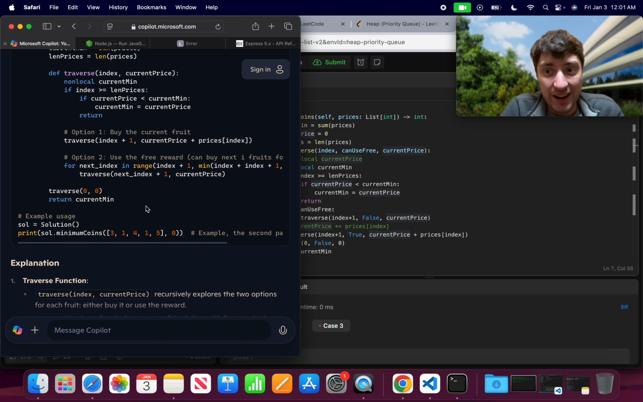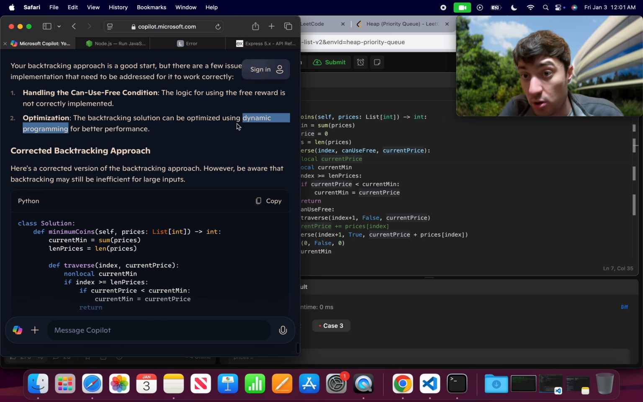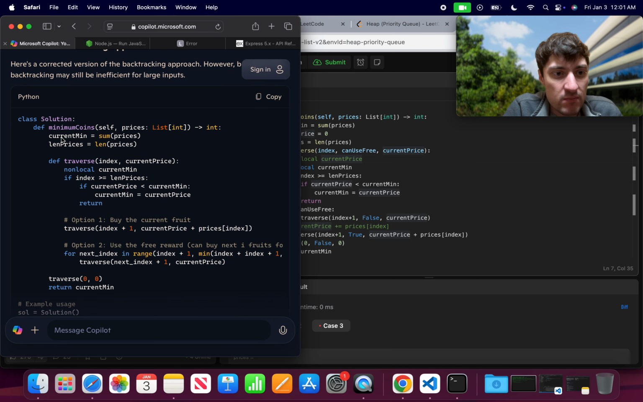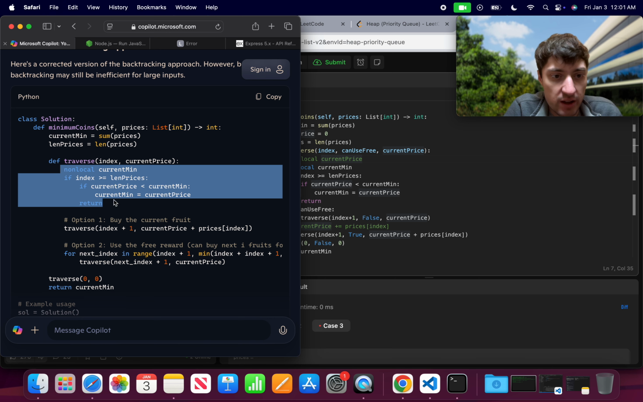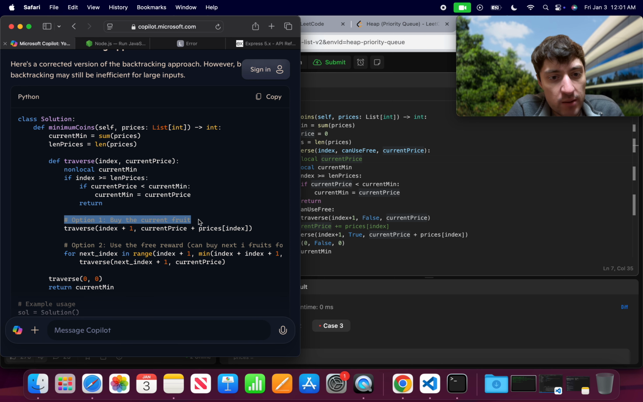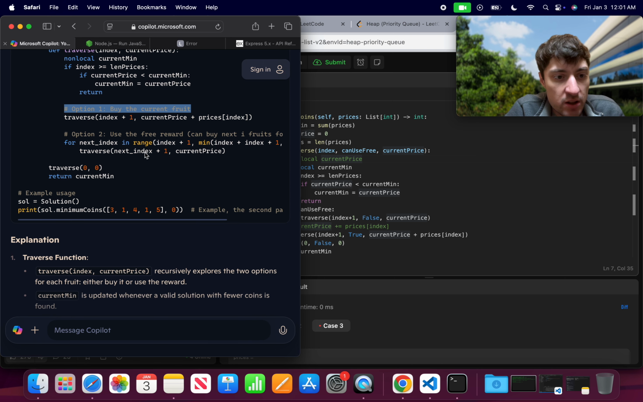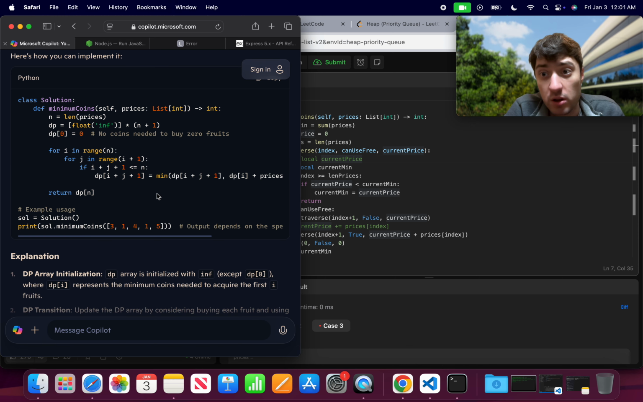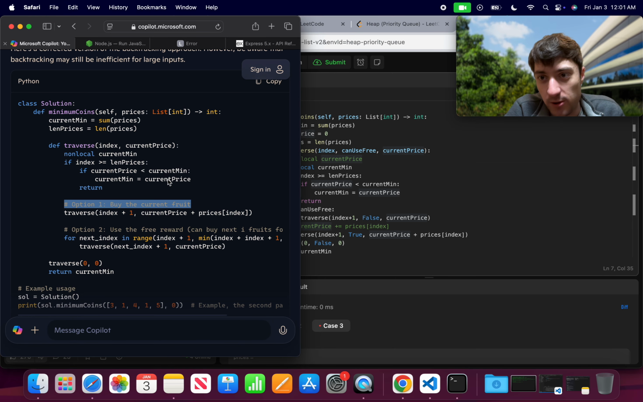Again, I don't know backtracking, or I don't know dynamic programming, so it's kind of like, okay, so traverse. So they're still using this recursion thing. If index is outside the bounds of the array and the current price is smaller than the min, then we update. Okay, so this right here is the same. Option 1 equals buy the current fruit. So this is the non-optimized one, I think. And then here's the optimized one.